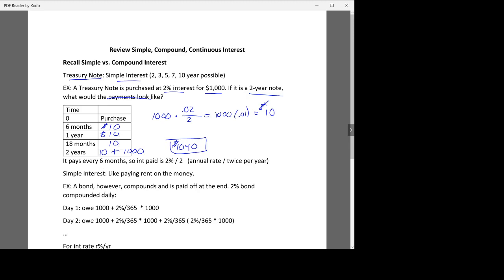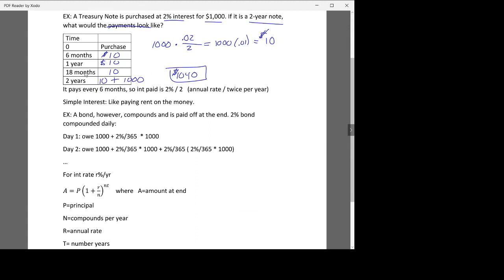And it's like paying rent on money. Now, a bond's a little different. This is a bond or a note. This is where you'll put your money in, and it'll gather, like build a big nut over time, and then at the end of the time you get all of the money in a lump sum.